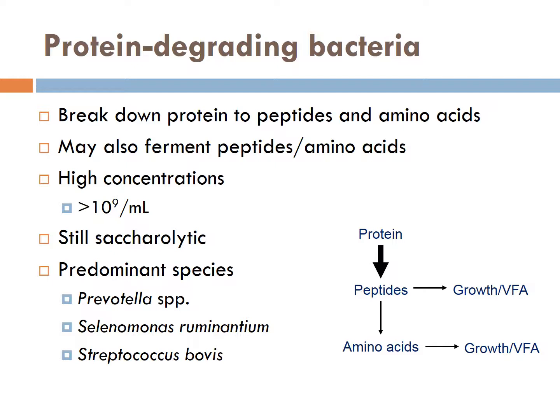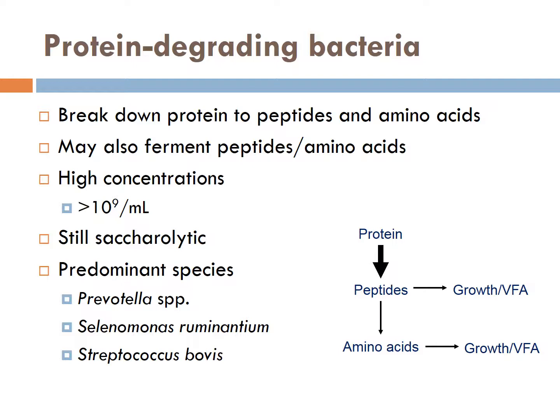Protein-degrading bacteria are those that break down protein to peptides and amino acids. They may also ferment peptides and amino acids, but their activity towards protein is much greater. The diagram at the bottom helps illustrate this principle. The wide arrow connecting protein and peptides indicates that these bacteria have high activity towards breaking down protein. The thin lines through the rest of the figure indicate that it has low activity towards fermenting peptides and amino acids.